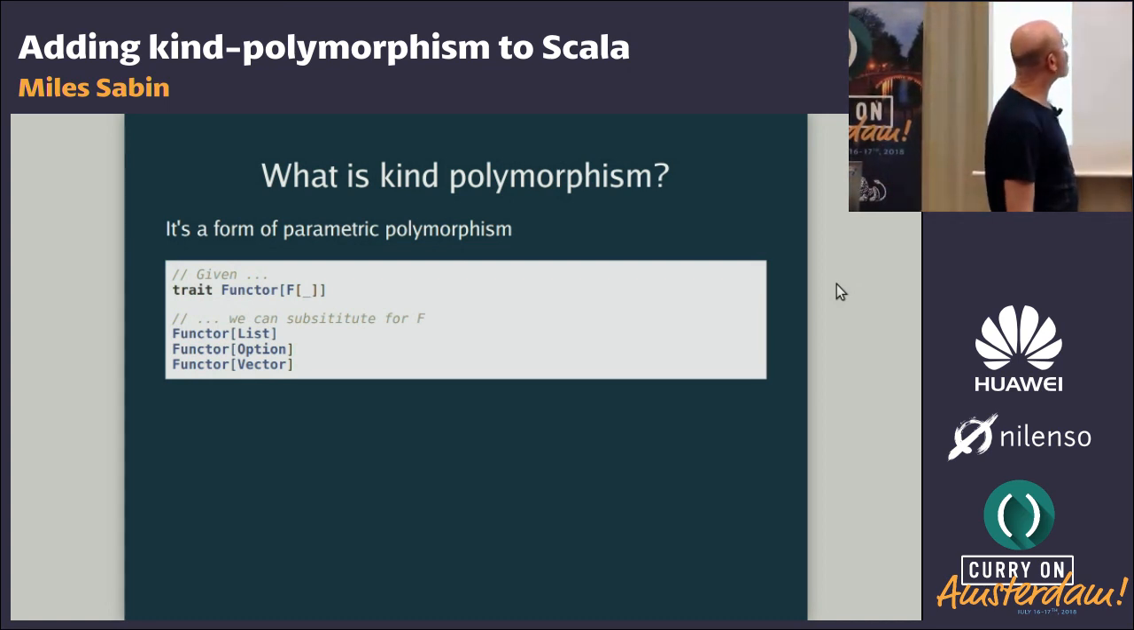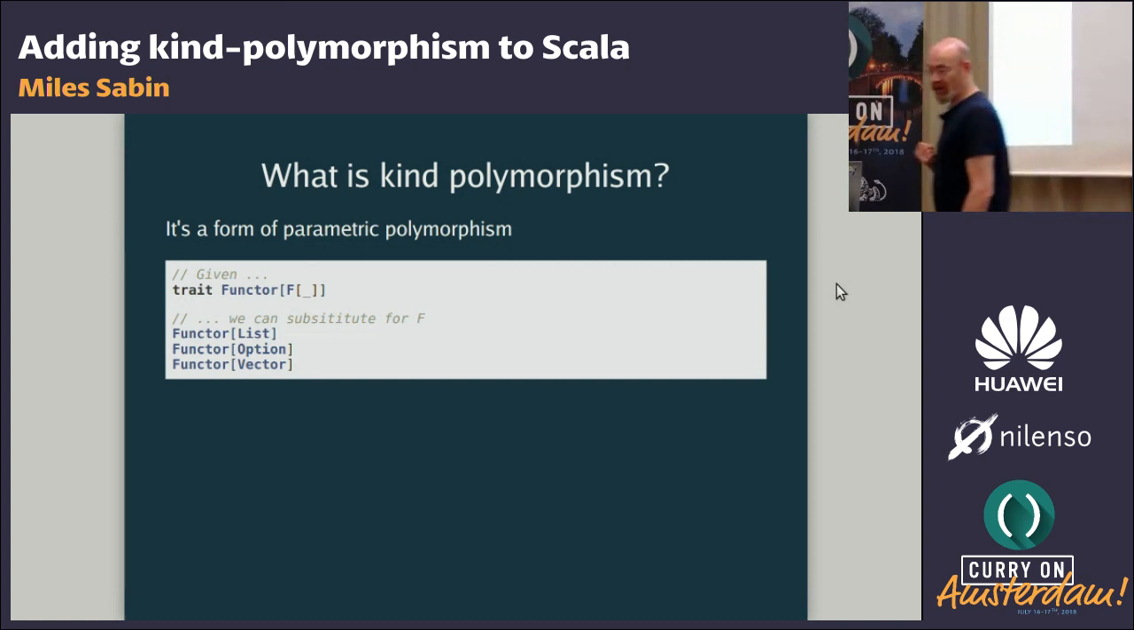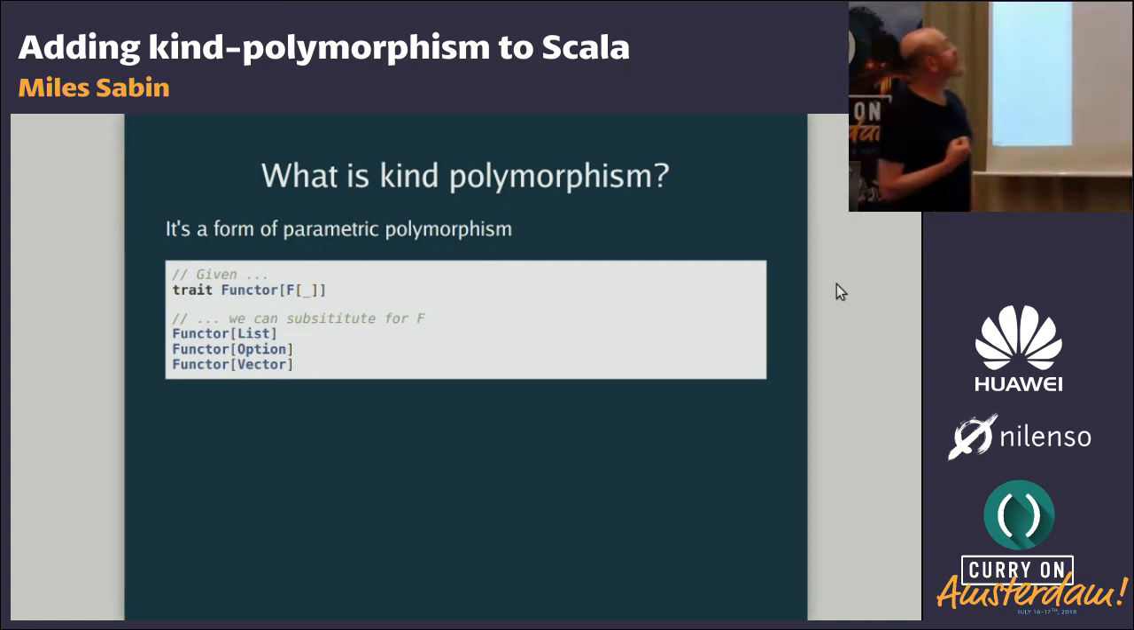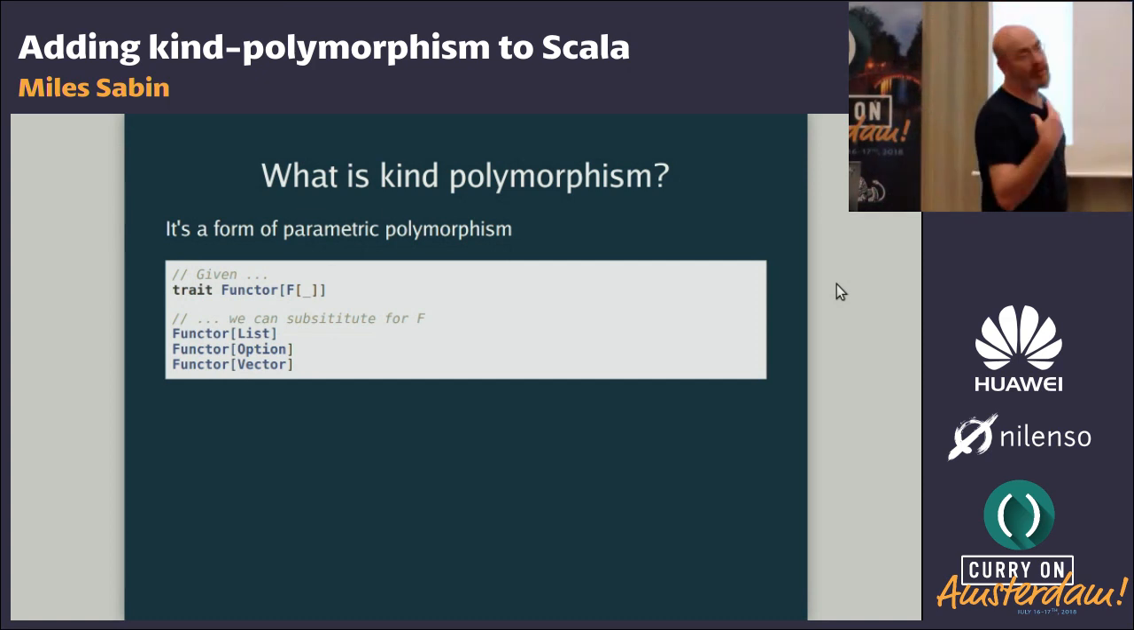So we can parameterize types by types which themselves have holes in. So here's an example of a functor. This would be, say, the type defining a functor type class. It's parameterized by a type which itself has a hole. So functor, you could very crudely summarize as being the kind of types which support some sort of map operation.